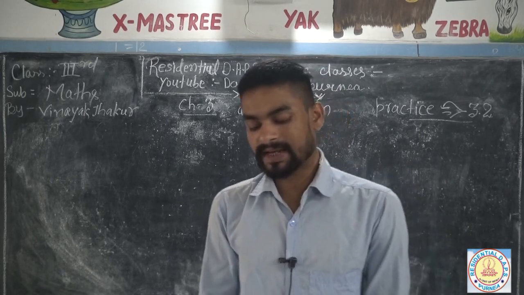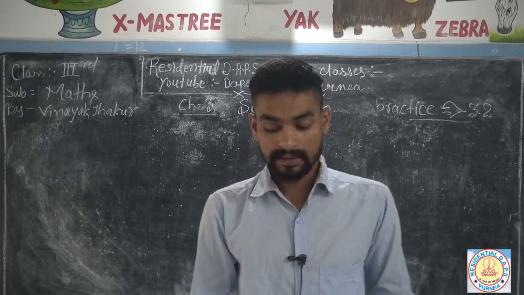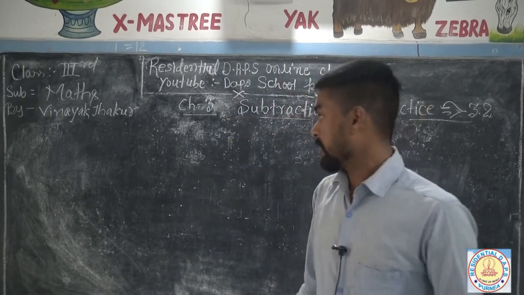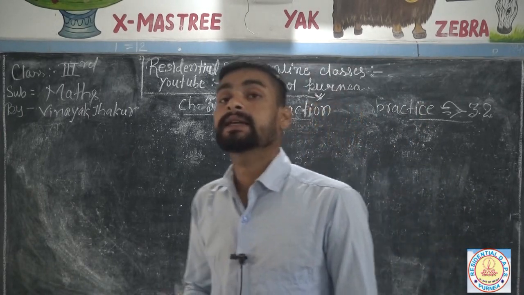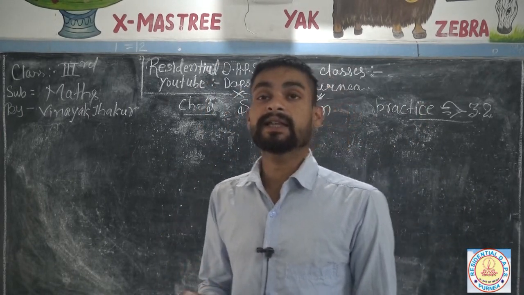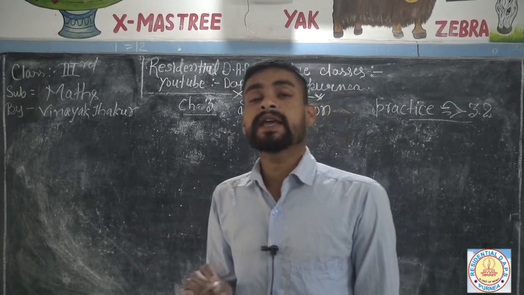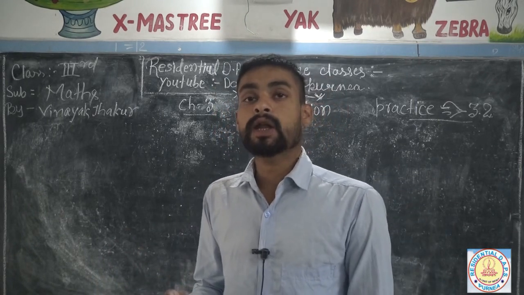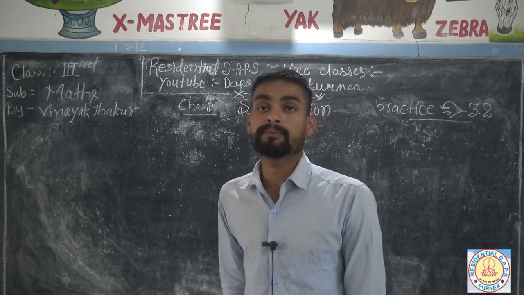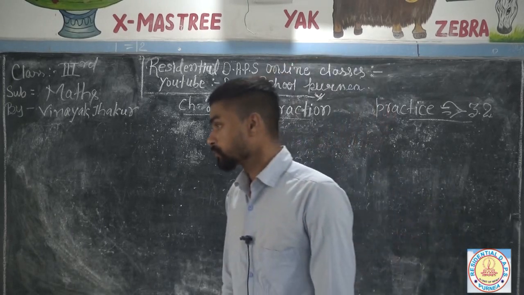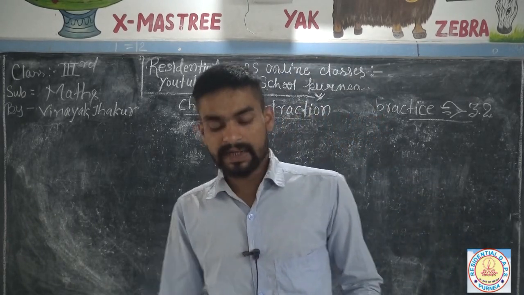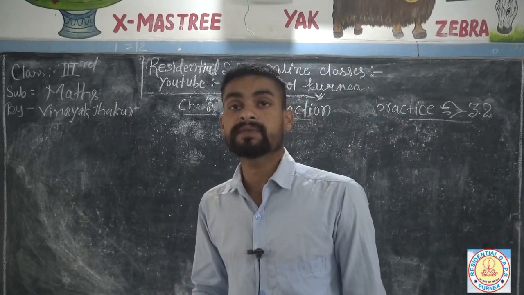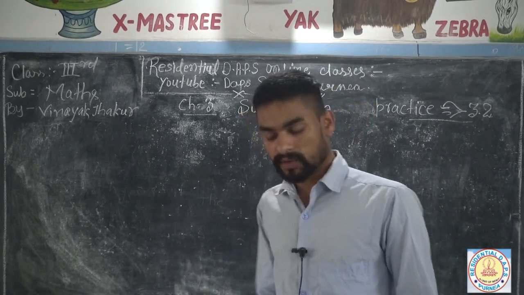If 0 is subtracted from any number, the difference is the number itself. If 0 is subtracted from any number, the difference is the number itself. This is the first property of subtraction, and I am going for the next one.